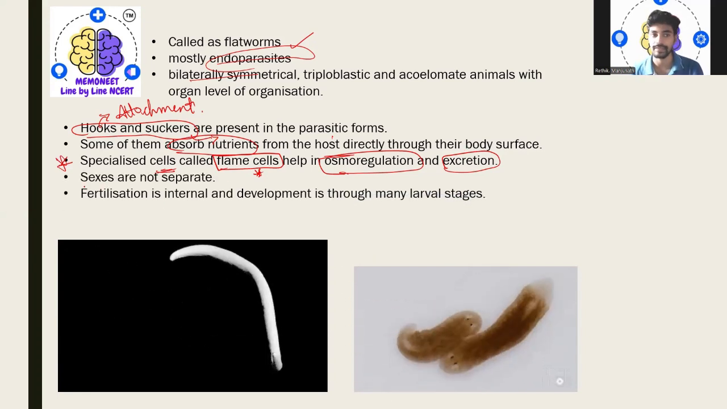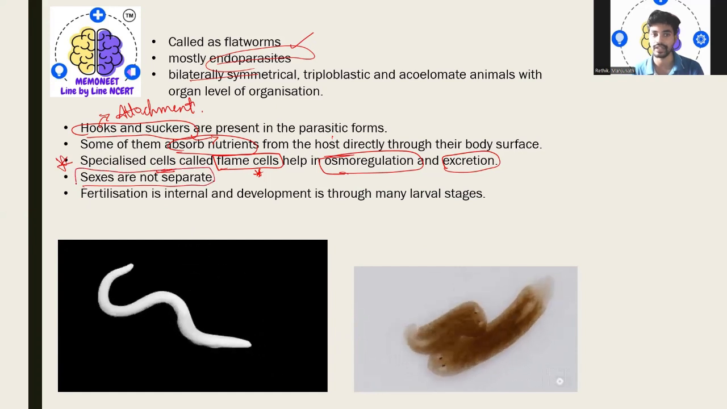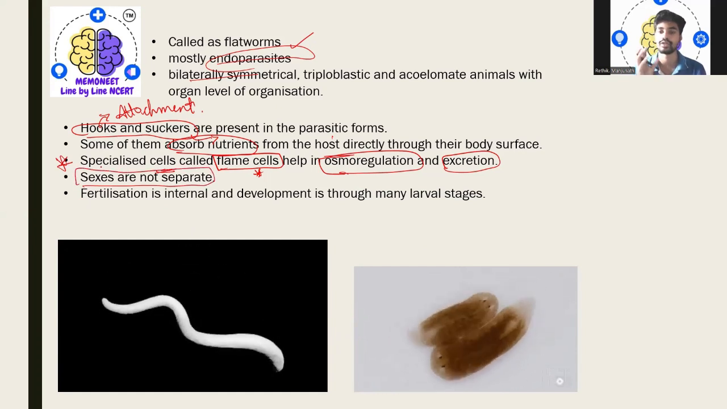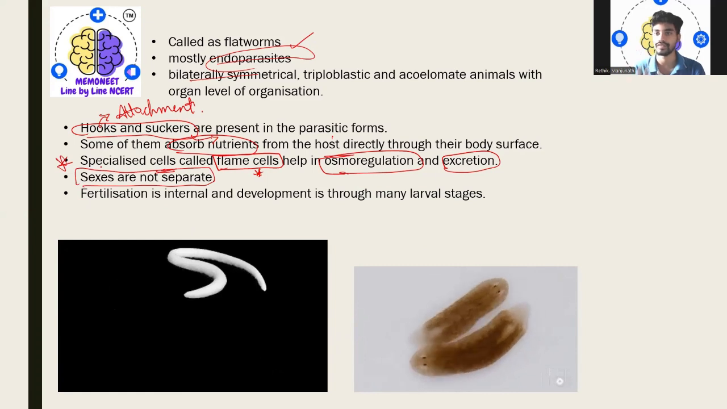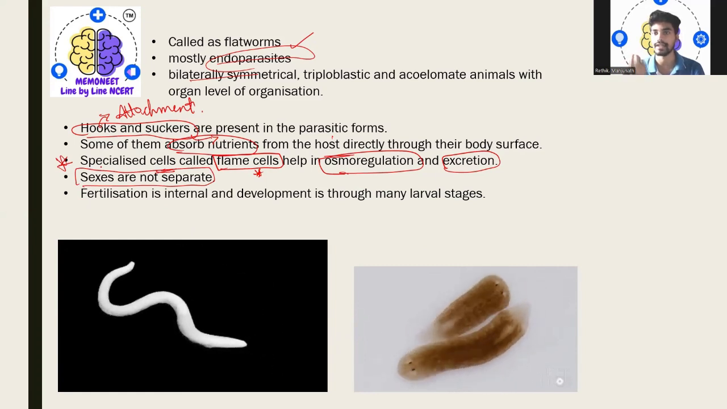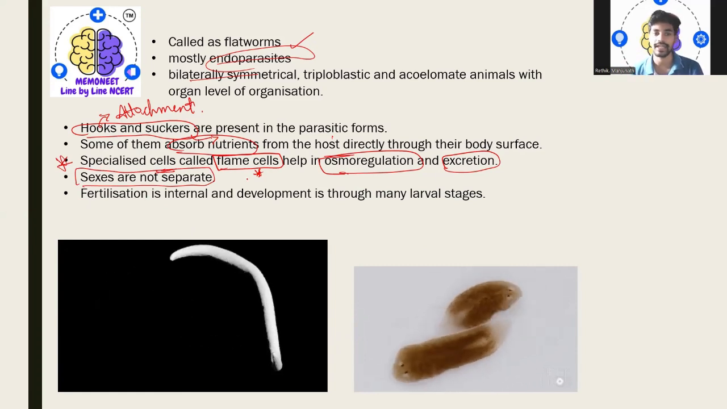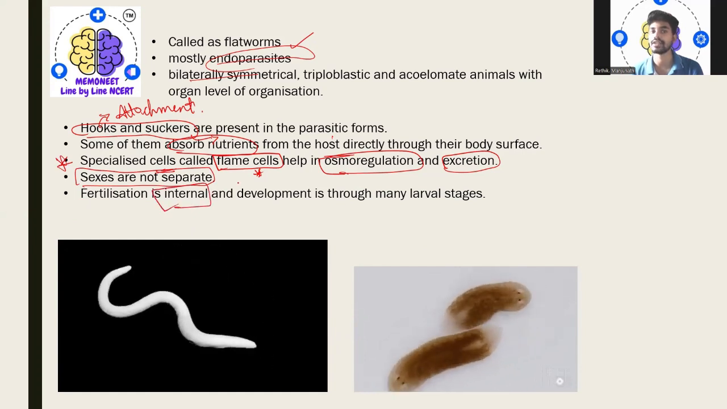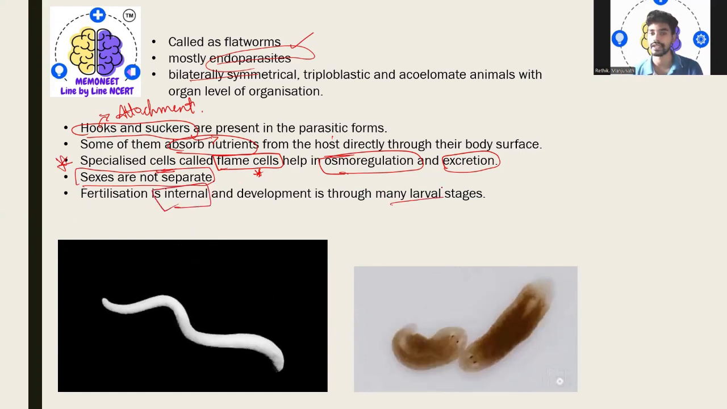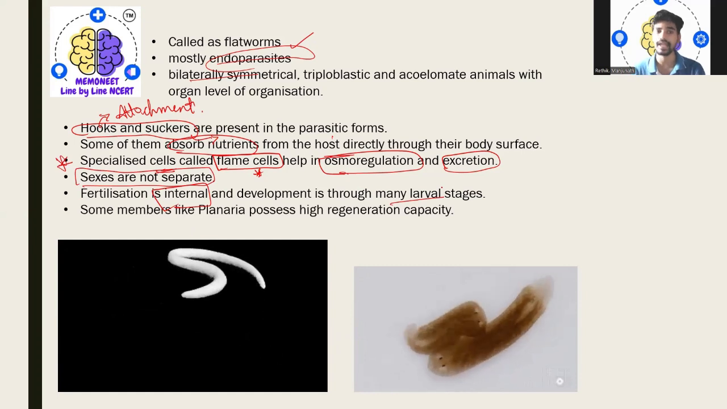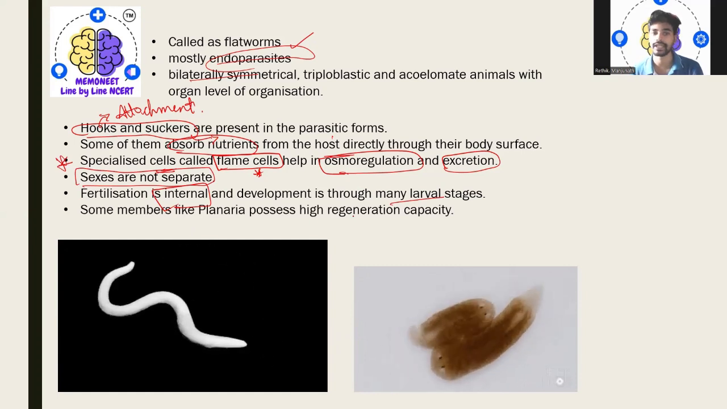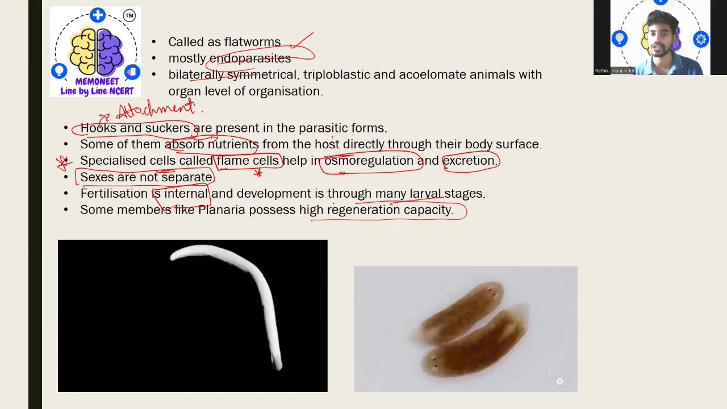Next, sexes are separated. We can easily differentiate the sexes as male and female. Most of the females are enlarged, whereas males are small. Then fertilization is obviously internal, and development is through many larval stages. And some members like Planaria possess higher regeneration capacity.